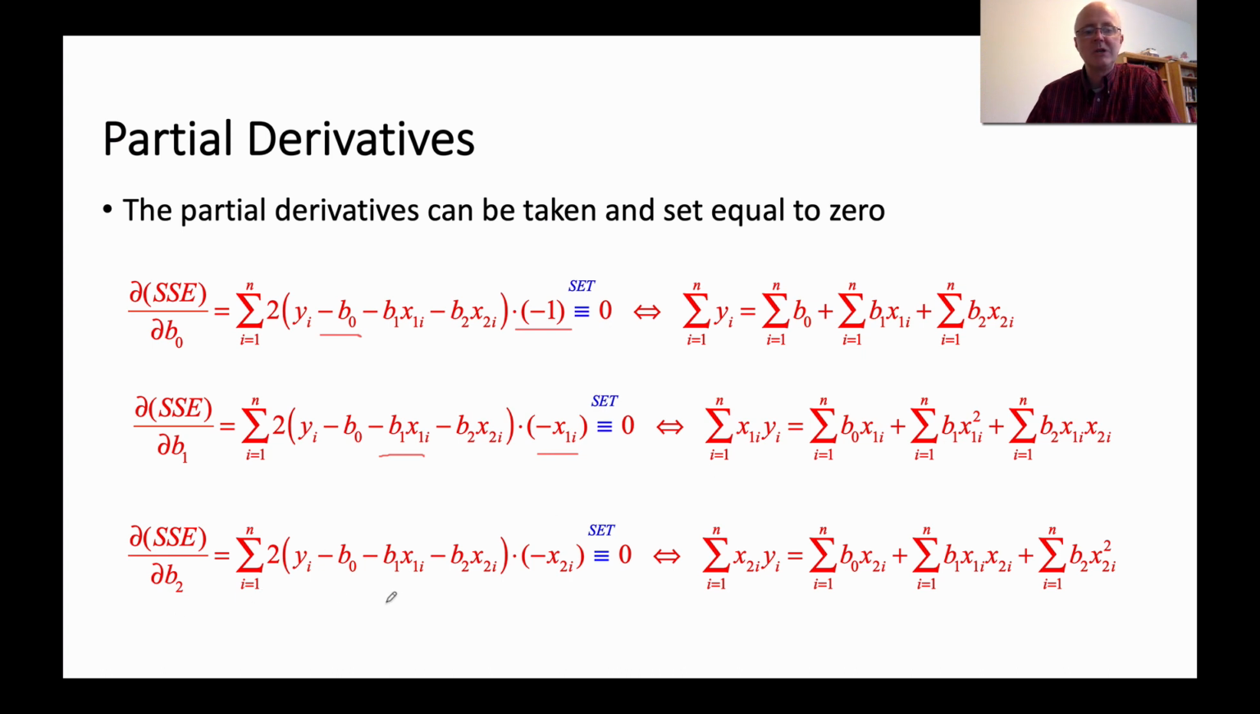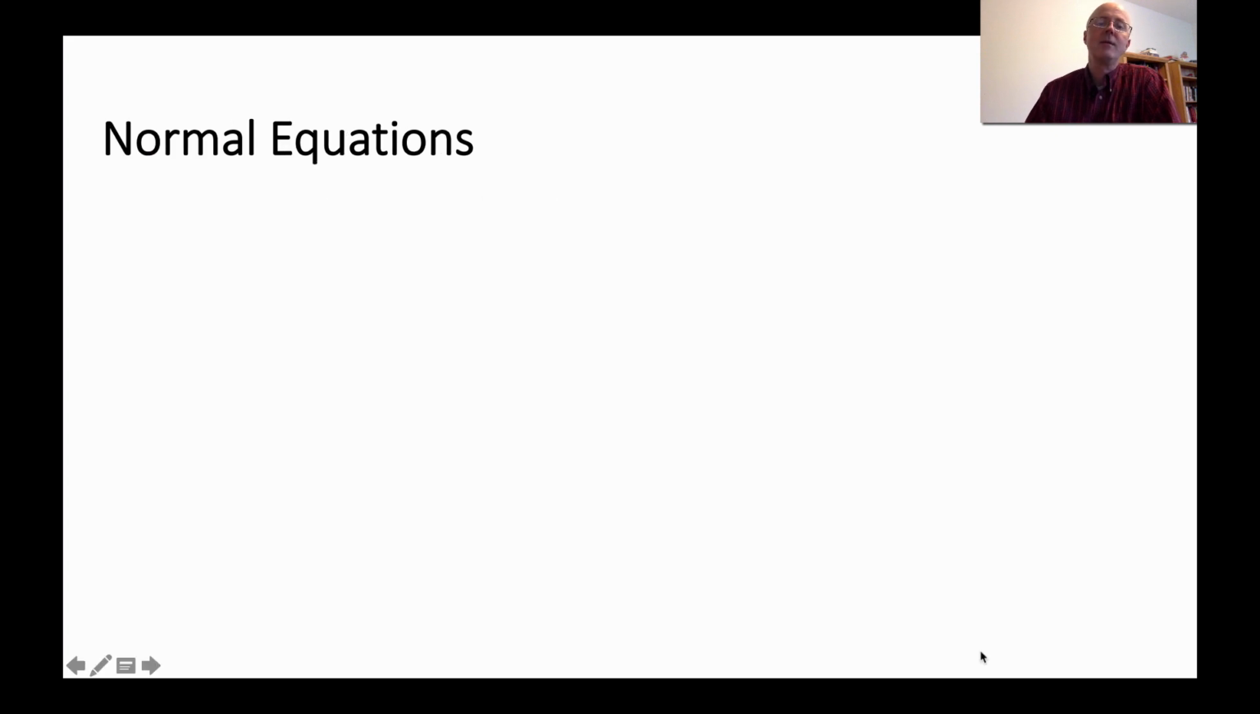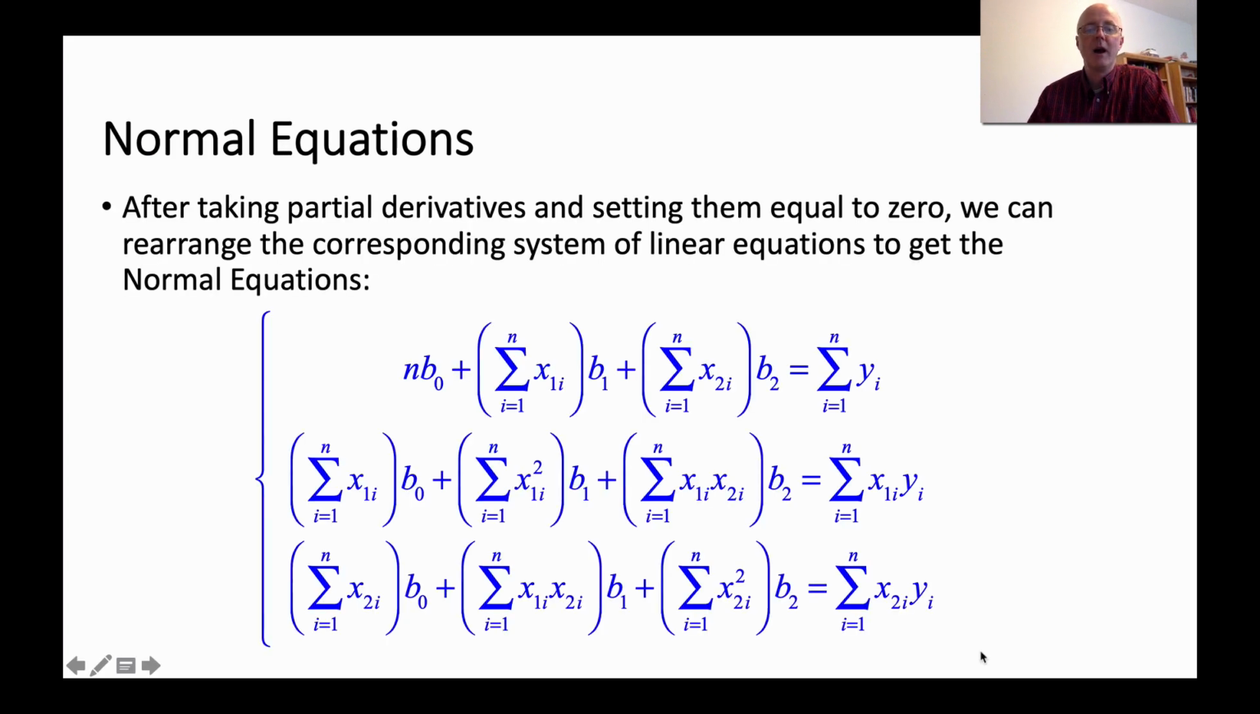Partial with respect to b2. The chain rule, I need to differentiate that with respect to b2. It gives me an extra -x2i that you see there. Once again, simplify, rearrange, you get this equation. Okay. If you rearrange these equations, we have the corresponding normal equations. There we are. Isn't that pretty?